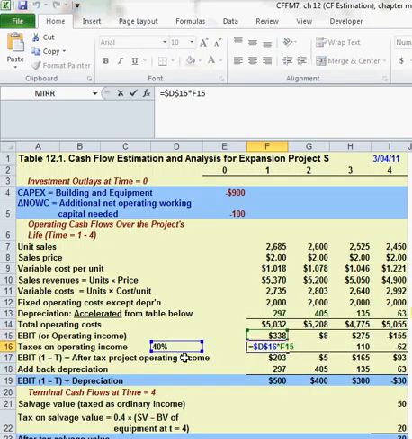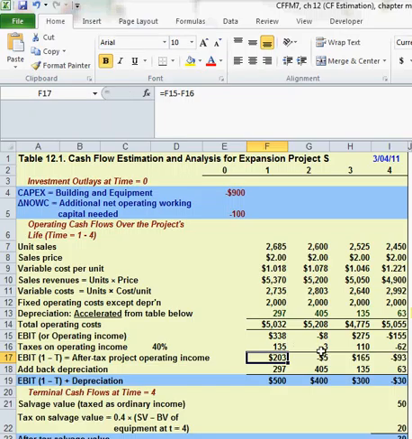Your taxes are given at 40%. So 40% times whatever your EBT is. And so on this year, the first year, it's 135. And so we end up with our after-tax operating income, which is after subtracting off the tax amount. And then we add back depreciation. So this number is going to be exactly the same number as it is up here on line 13, 297.